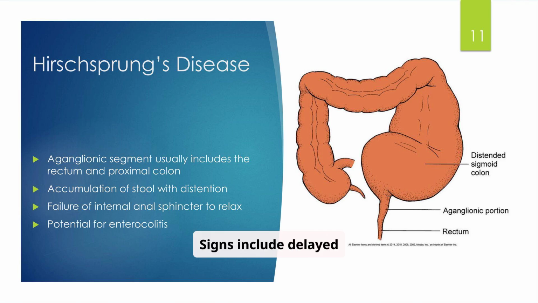Signs include delayed meconium, chronic constipation, and ribbon-like stools. Risk of enterocolitis is real, so early detection is critical.